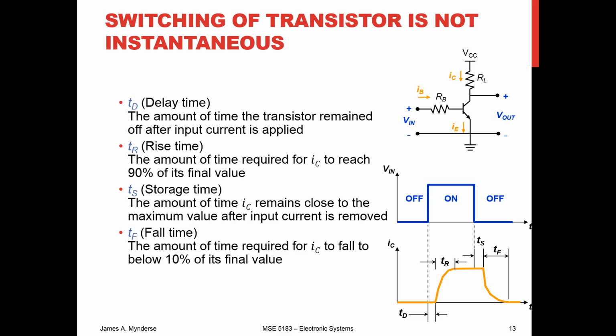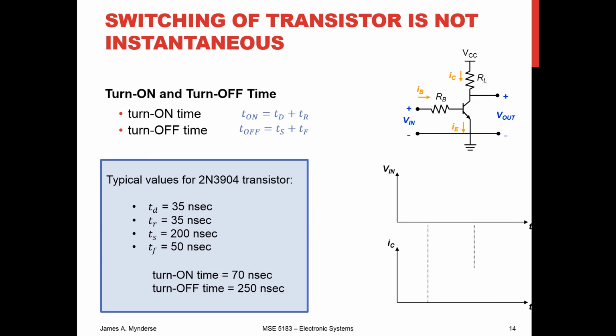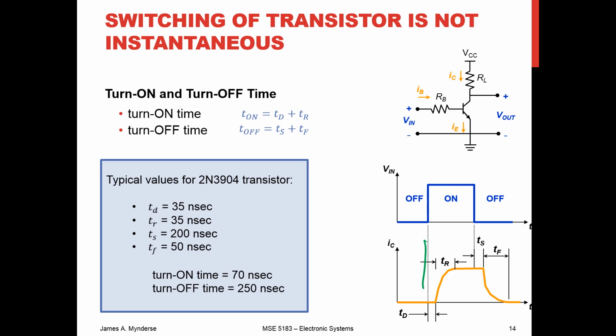And if you take those together, delay and rise, storage and fall, then we can call those collectively turn on and turn off times. The turn on time is the delay plus the rise, and the turn off time is the storage plus the fall. So there we go. If I merge these together, from the start to the end of the rise, that's the turn on time. From the start to the end of the fall, that's the turn off time.